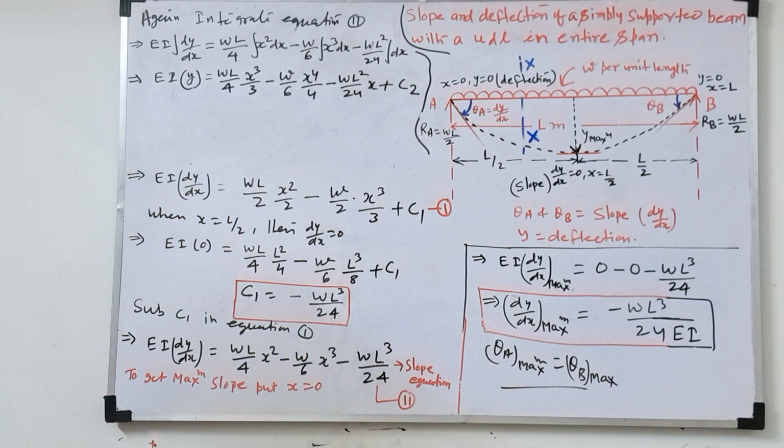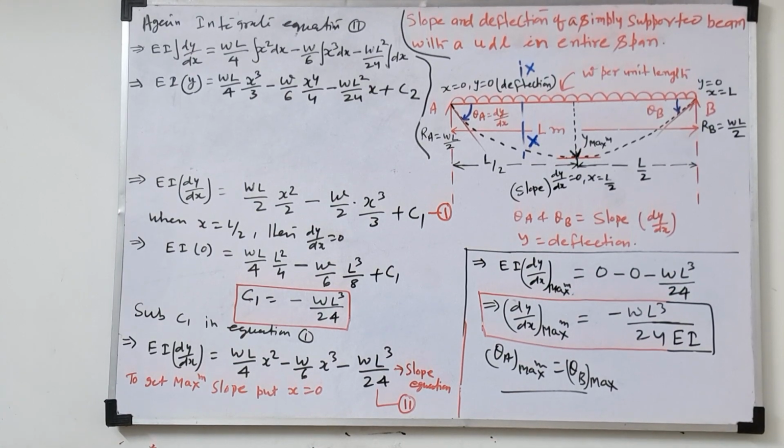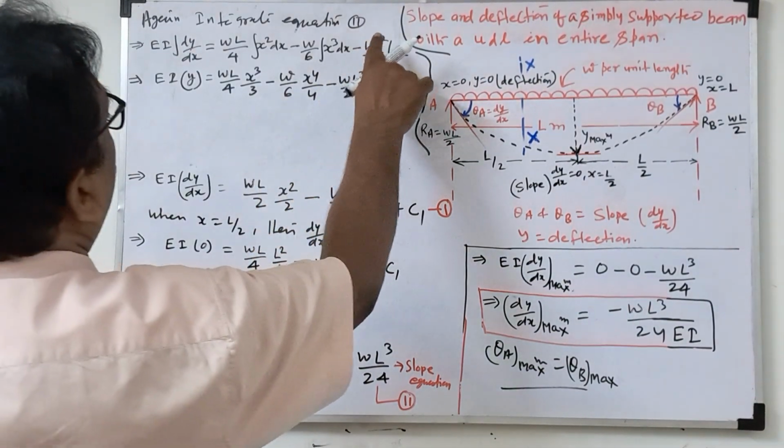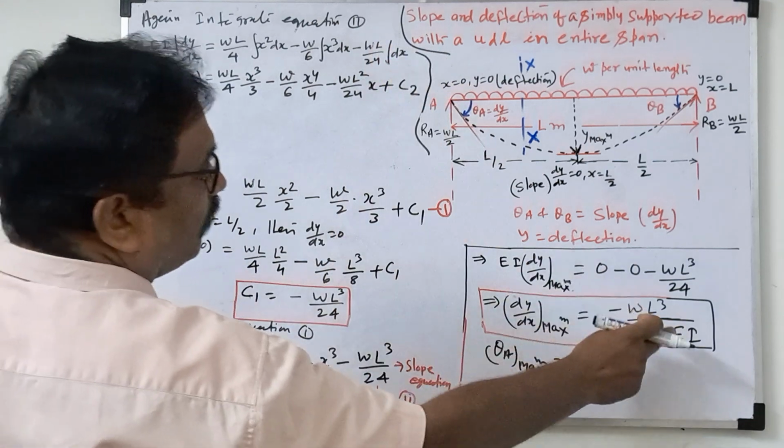Now we'll get C2. So how we'll get C2? Again we'll apply the boundary conditions. So WL by 4 x cube by 3 minus W by 6, integration of x cube is x power 4 by 4, minus WL cube. So here this WL cube is there, no? WL cube.